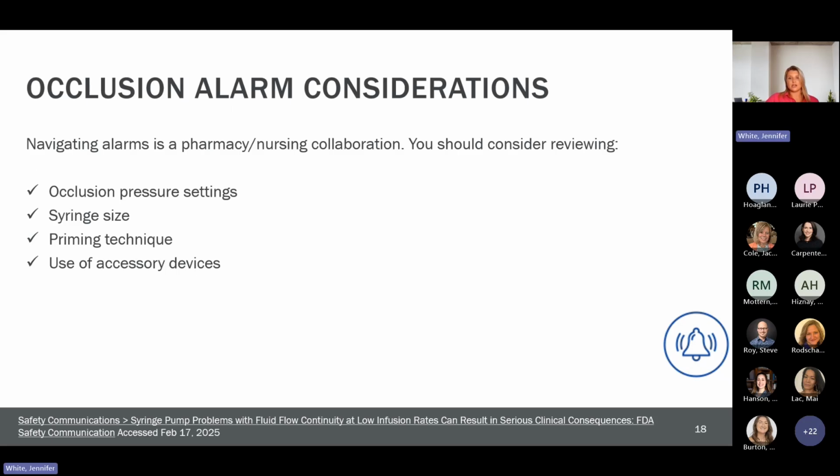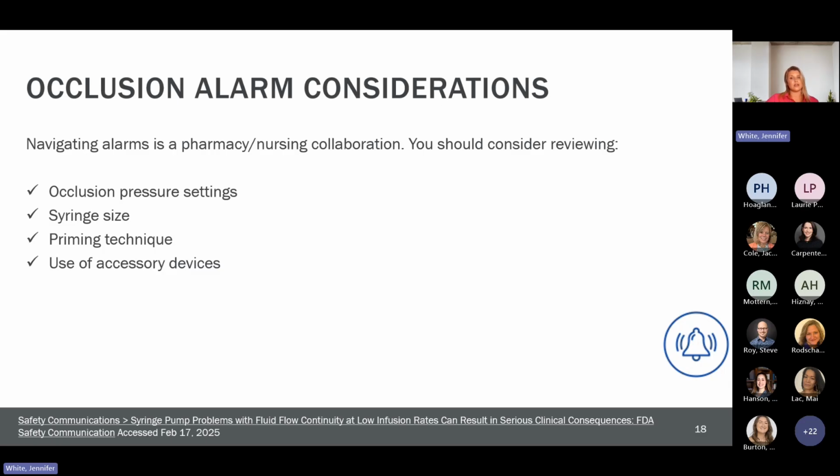Let's take a couple minutes to consider occlusion alarms. During the drug library configuration, pharmacy will work with nursing education on deciding the pressure settings, weighing the risk versus benefits of frequent alarms versus interruption of flow. The FDA safety communication that I previously mentioned addresses occlusion alarms and states that the goal is to decrease the time to trigger an occlusion alarm. One way to do this is to use low pressure settings. However, using low pressure settings does need to be balanced with decisions regarding properties of the infusion.